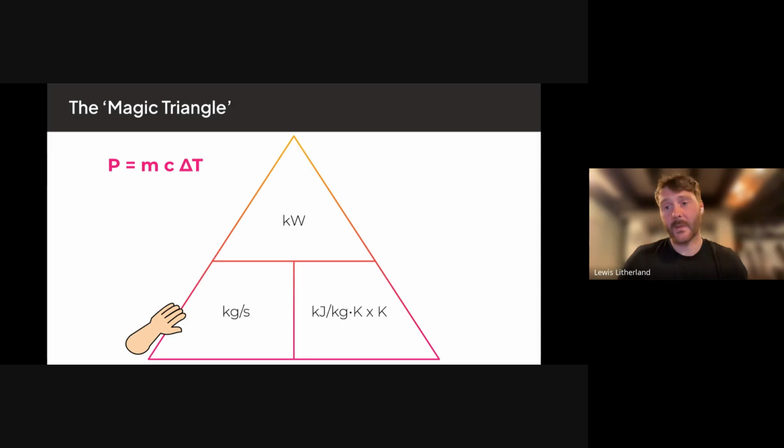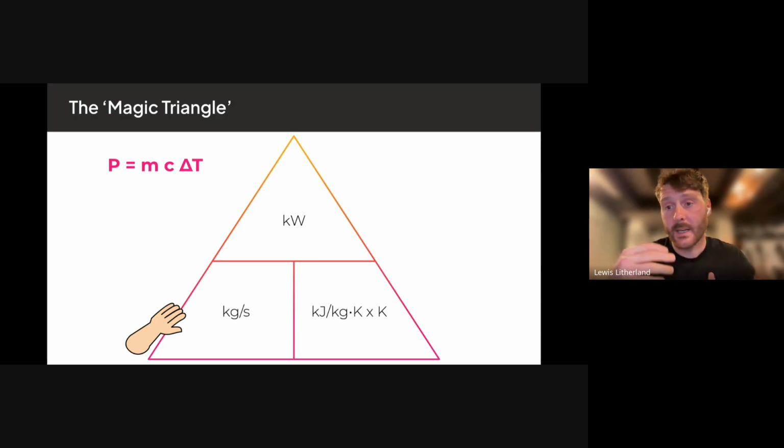This is how we measure it. You've got power at the top and we measure that in kilowatts. The bottom left, we've got kilograms per second, but if we're using water, we're actually going to use liters per second. So again, bottom left is going to be liters per second. And then on the bottom right, you've got your kilojoules per kilogram per Kelvin, which is your specific heat capacity, and I will go into more detail on that because it probably means nothing to anyone who's never seen this before, multiplied by Kelvin.